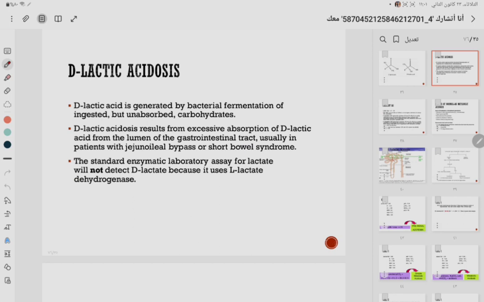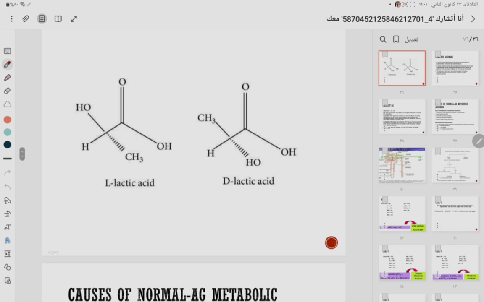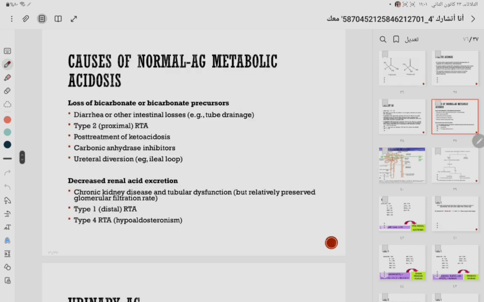Next. This is the difference, the isomeric changes between the L-lactate and the D-lactate. Next. Causes of normal anion gap, non-wide anion gap. We mentioned that we have the gut and the renal. The extrarenal is diarrhea, type 2 proximal renal tubular acidosis. Post-treatment ketoacidosis: when we treat diabetic ketoacidosis, we give fluid and insulin, so the anion gap will close, but there is still some acidosis within the pH of the blood, but the anion gap closed, so that's why we said it's post-treatment.